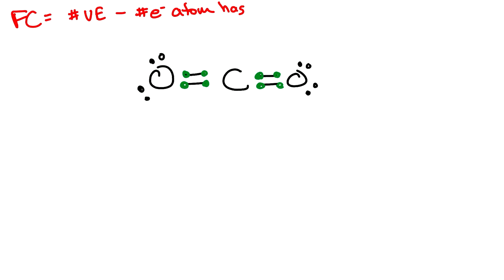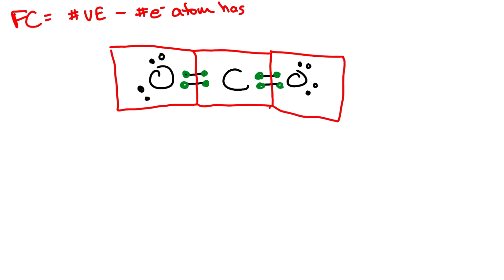And so when you do it this way, it's very easy to draw a box around each of these atoms to say, okay, these are all of the electrons assigned to each of those atoms. And you can count how many electrons are assigned to this oxygen. It's 1, 2, 3, 4, 5, 6. In this carbon, 1, 2, 3, 4. In this oxygen, 1, 2, 3, 4, 5, 6. So all of those numbers are this subtraction value.